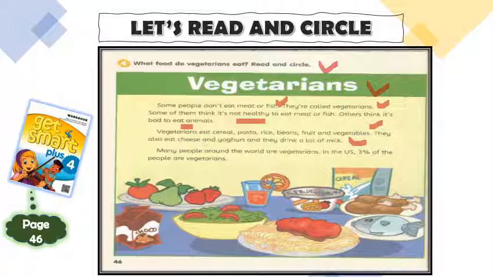So now you have to circle all the foods that vegetarians eat. So, can you do it? Let's find the first one. Cereal. Which one is cereal? Then you circle. You circle one by one. You underline and circle. Then the next one, you underline first and then you circle. So, complete this. Circle all the food that vegetarians eat.